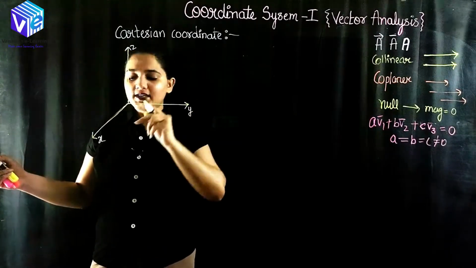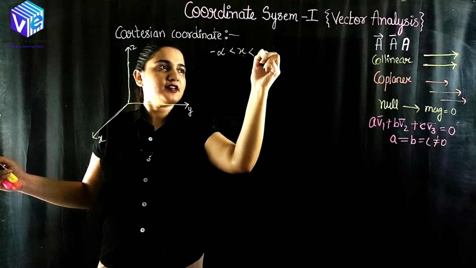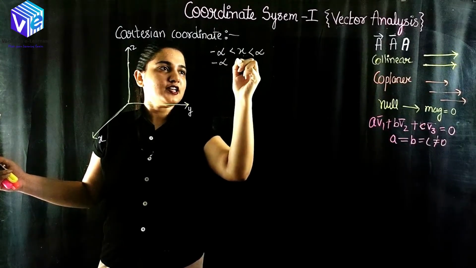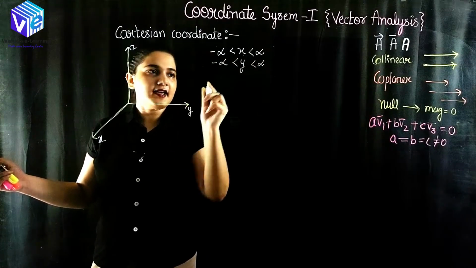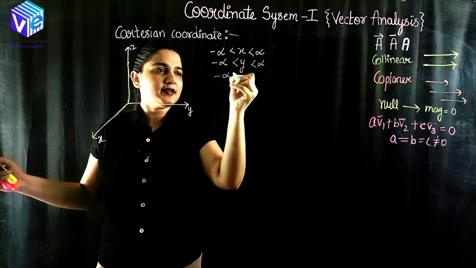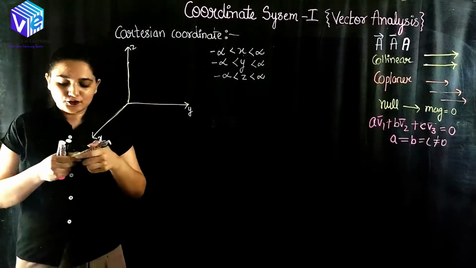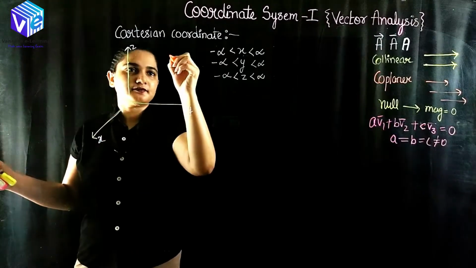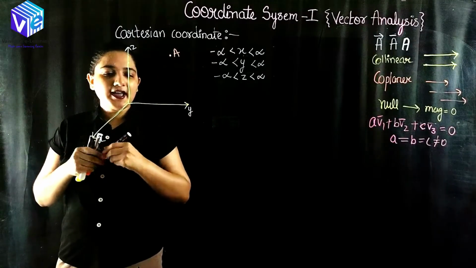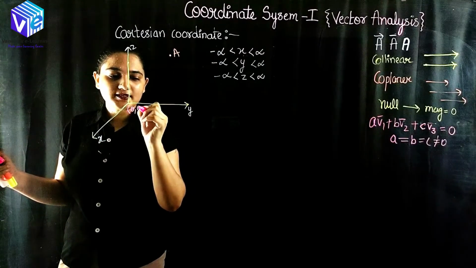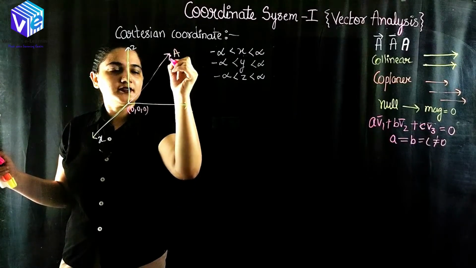So here, what is the range of x? X is ranging from minus infinity to infinity. Y is also ranging from minus infinity to infinity. We can have any value of y from minus infinity to infinity. Similarly, z is ranging from minus infinity to infinity. So now if I have any point, okay, so this is my point. If I join this point from the origin, so this is the origin, and I am joining this point.